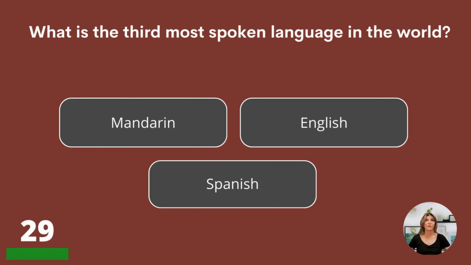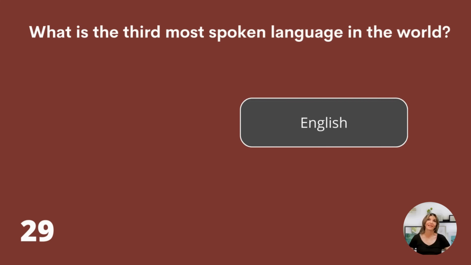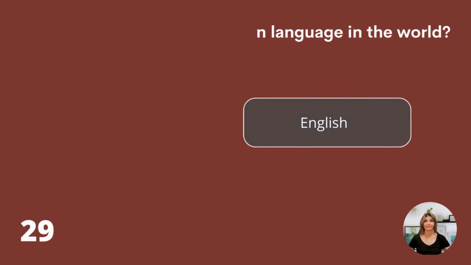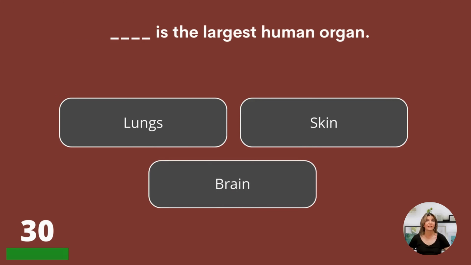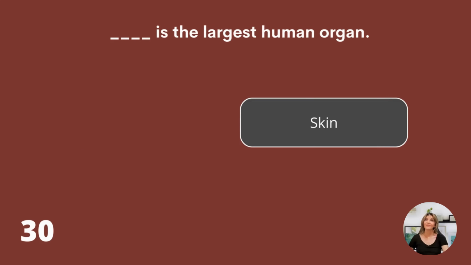What is the third most spoken language in the world? Mandarin, English, or Spanish? English. What is the largest human organ? Lungs, skin, or brain? The skin.